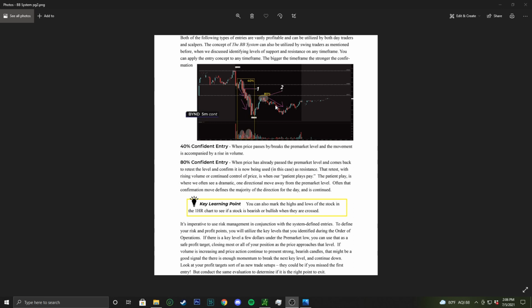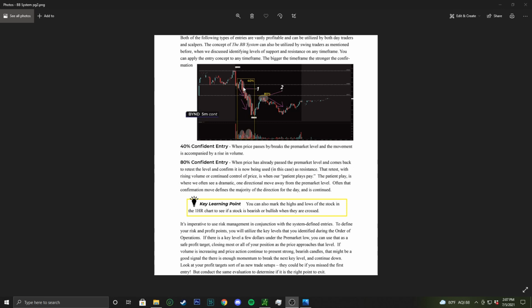The patient play is where we often see a dramatic one-directional move away from the pre-market level. Often that level of confirmation move defines the majority of the direction for the day and is continued. So as you can see in this example, from one of the guides that I've made in the past, it's a little outdated, but still very, very gold.